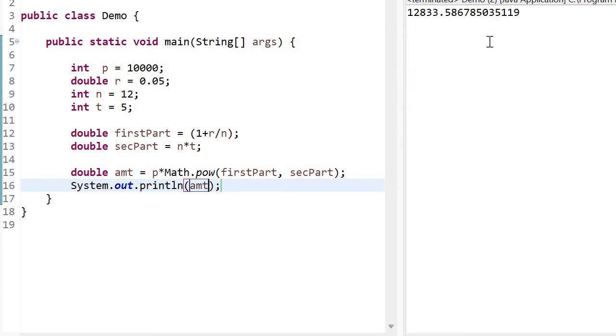So this is our correct amount which we have discussed and achieved. This is how we will calculate the compound interest. Hope you have understood the concept. Thank you very much.